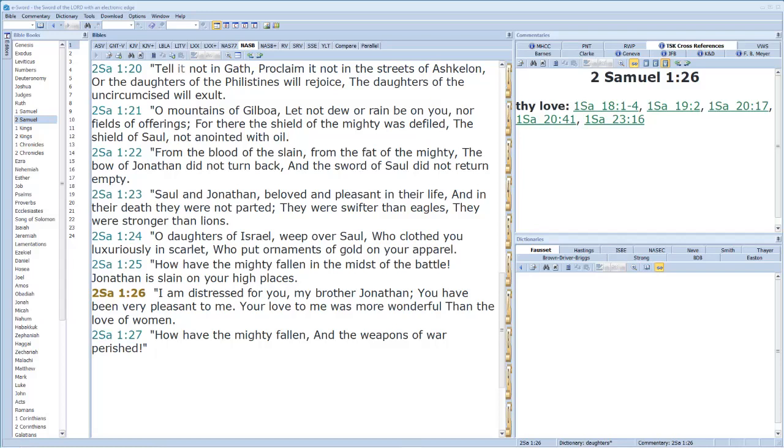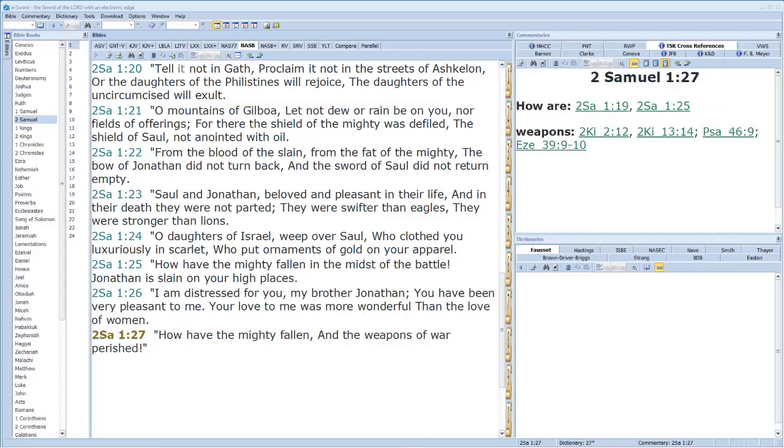And so in verse 27, it says, how have the mighty fallen and the weapons of war perished? Notice what he says. He says that the mighty have fallen and the weapons of war have perished. Now, what does this show us? Well, this shows us David's attitude toward his enemy. And that's what Jesus meant, as I mentioned, in the Sermon on the Mount, when he said, love your enemies. David loved his enemy. Now, that enemy wasn't David's, and David didn't look at him as his enemy. And that's the way we're supposed to look at people who claim to be our enemies.